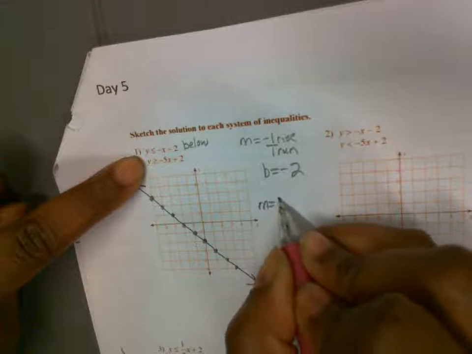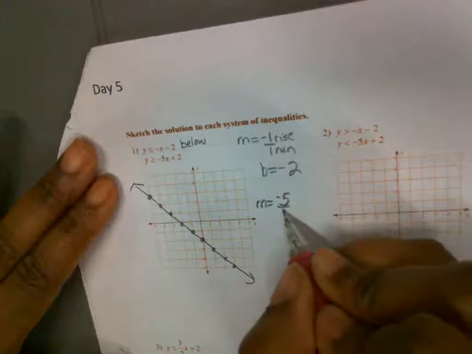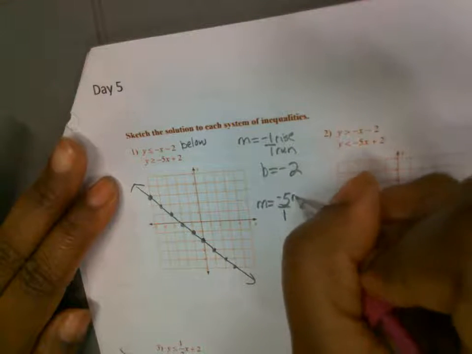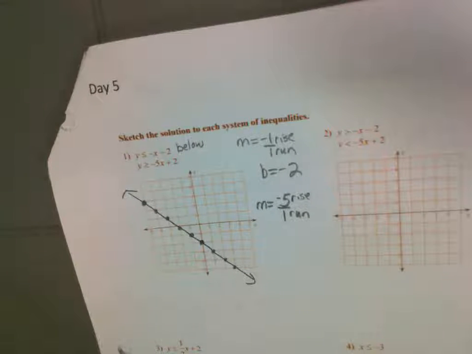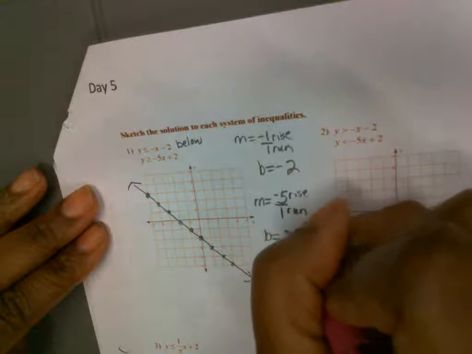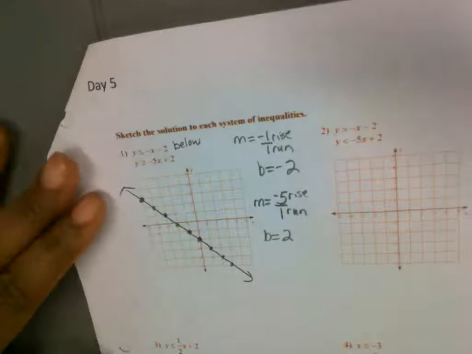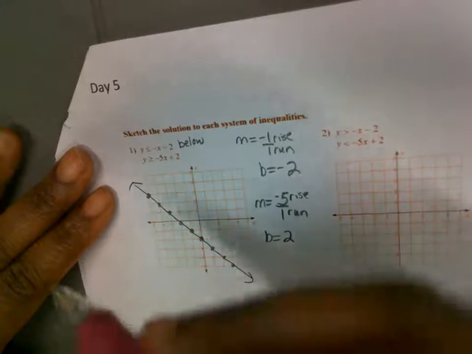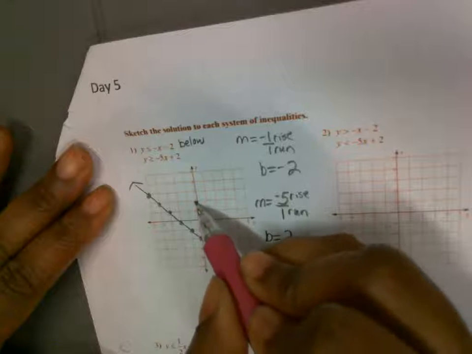My M is -5. To write it as a fraction, I put it over 1. So the top number is my rise, the bottom number is my run. My y-intercept is the number that has no variable attached to it, which is 2. So we're going to find positive 2 on the y-axis. Positive 2 on the y-axis is up here.